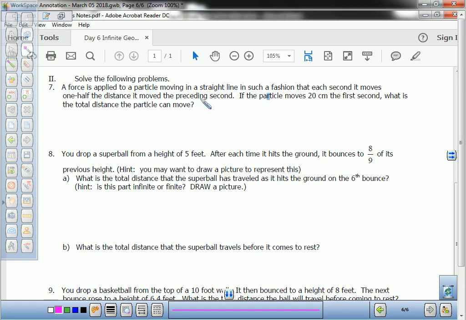All right, let's take a look at number 7. A force is applied to a particle moving in a straight line such that each second it moves half the distance it moved preceding. All right, this is where we get where theory and reality don't quite meet.